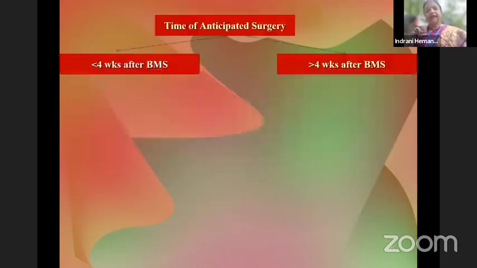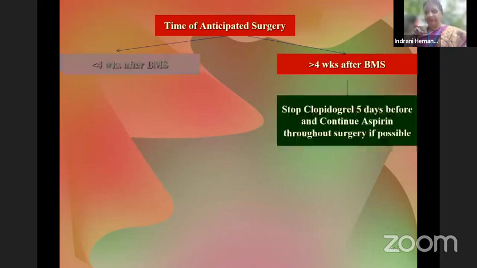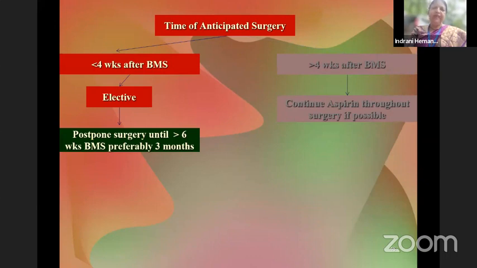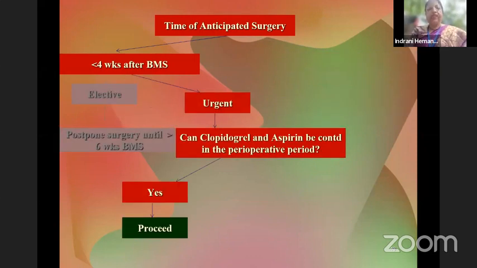So let us look at two instances where the patient comes with less than 4 weeks after the stent placement or more than 4 weeks after stent placement. If the patient has come more than 4 weeks, stop clopidogrel 5 days before and continue aspirin throughout surgery if possible. If it is an elective surgery and if it is less than 4 weeks, please postpone the surgery until 3 months.